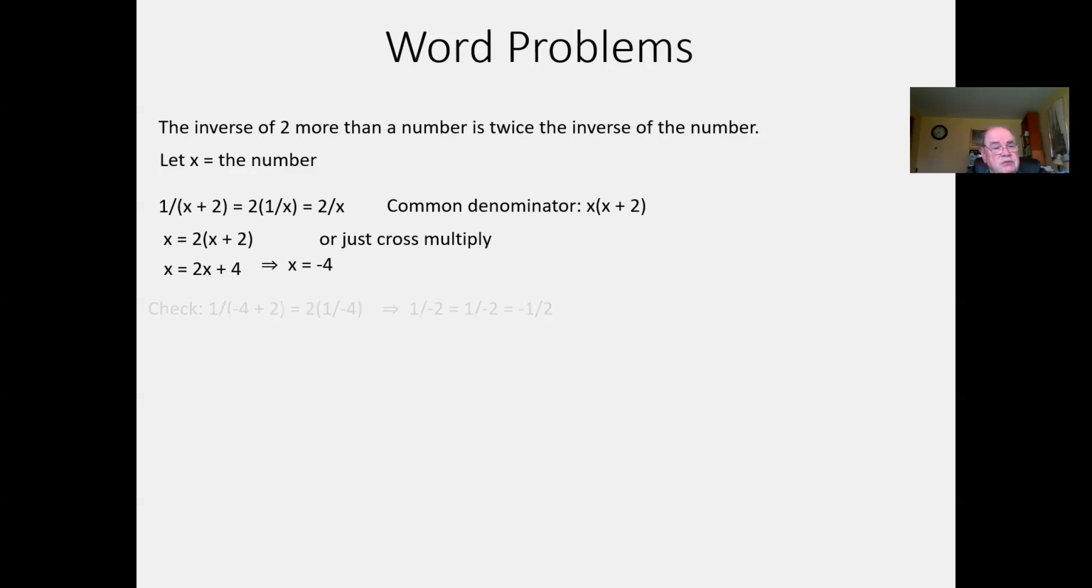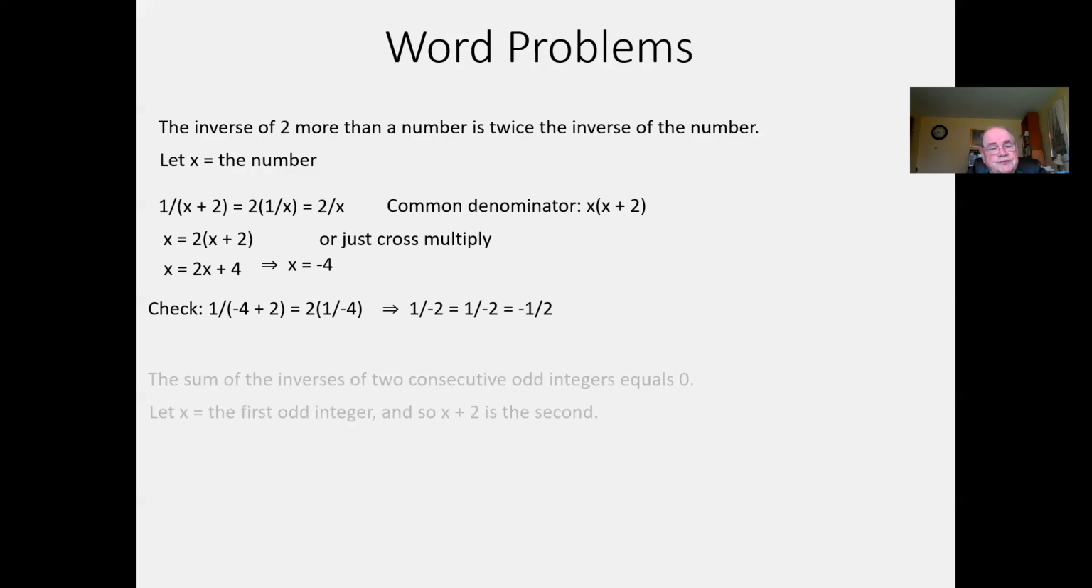And x is equal to -4, just to do a check. Okay, the inverse of 2 more than the number, or 2 more than -4 is a -2, and 1 over -2 is indeed 2 times -1/4. That is the correct solution. It does solve the relationship.